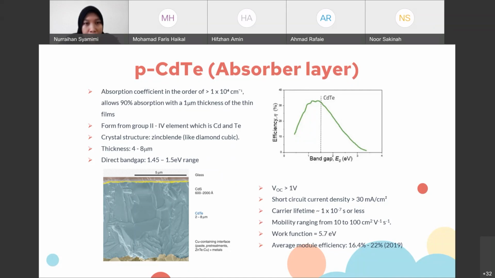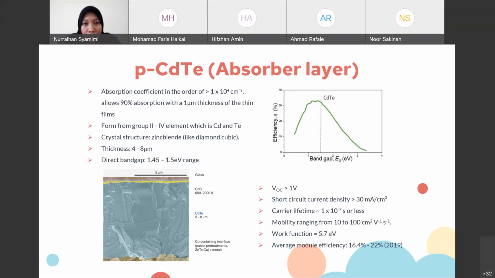Cadmium telluride has a direct bandgap range of 1.45 to 1.5 electron volt, optimal for the solar spectrum to deliver efficiency around 32%, just like Azwani had mentioned before. The graph on the right shows a Shockley-Queisser curve for the cadmium telluride absorber. In addition, cadmium telluride has an open circuit voltage of more than 1 volt and a short circuit current greater than 30 milliampere per centimeter square.